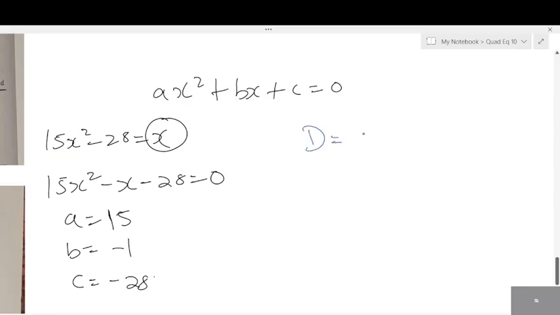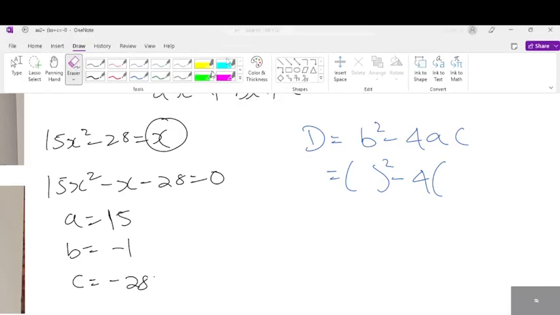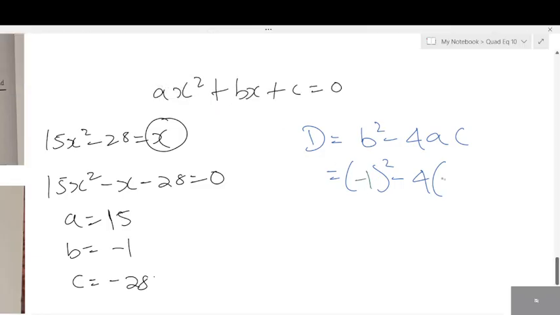What is the discriminant formula? B square minus 4AC. Sorry, B square is minus 1 whole square, students. Minus 4 into what is a? 15 into minus 28. Calculate this. Minus into minus will give you plus here. Did you all complete 4 into 15 into 28?